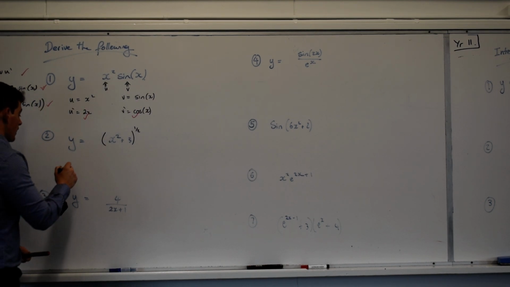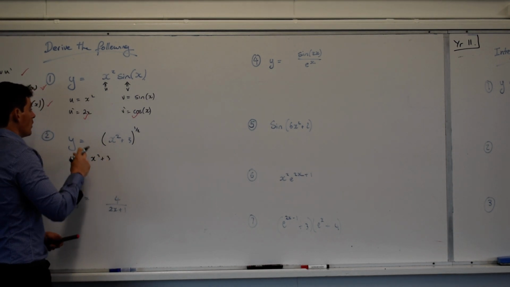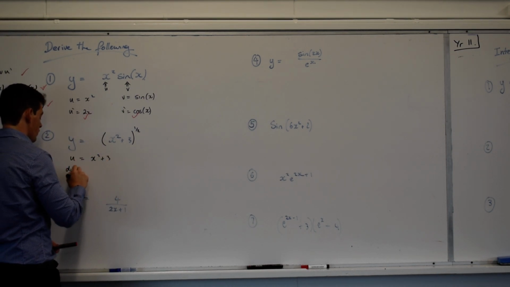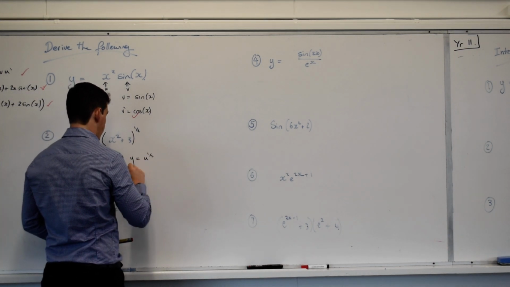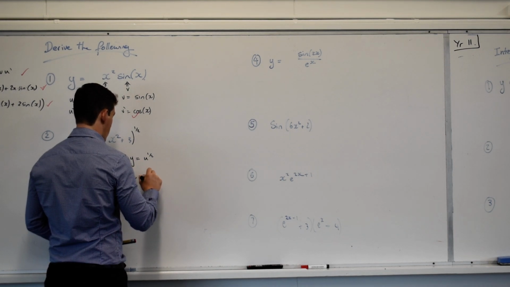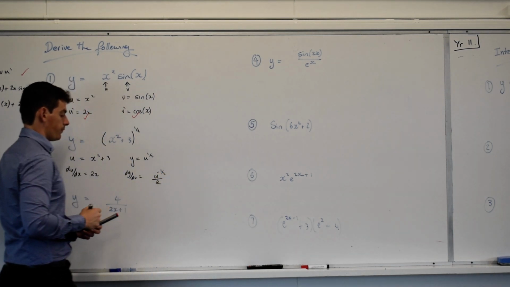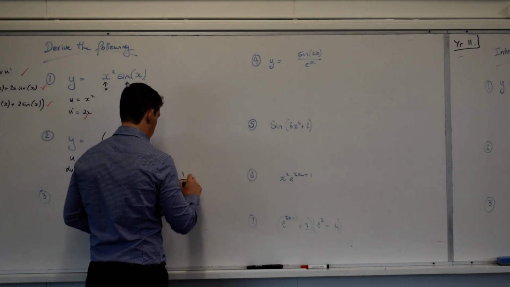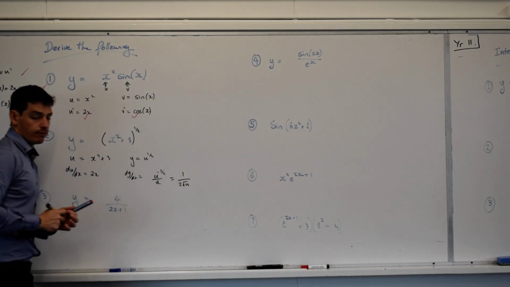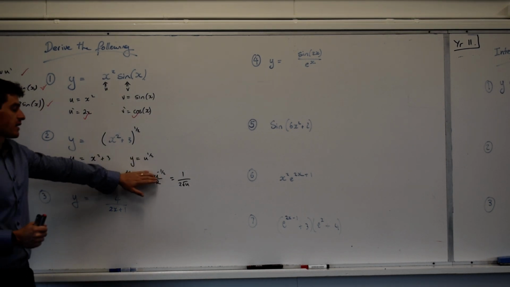Cool. I'm going to let u equal x squared plus 3. Now, unlike this one where I do u dash, I do du dx equals 2x. I do y equals u to the power of a half. dy du equals u to the power of negative a half over 2, which I'd probably rewrite as 1 on 2 square root u. Cool. Do you see that making it a half just makes that whole step a bit easier?